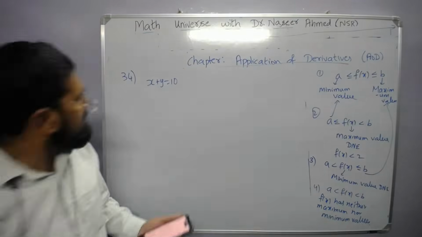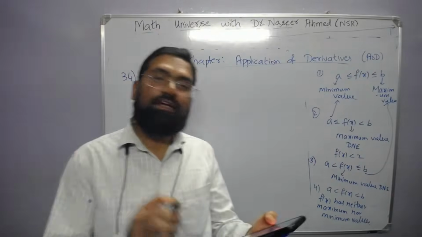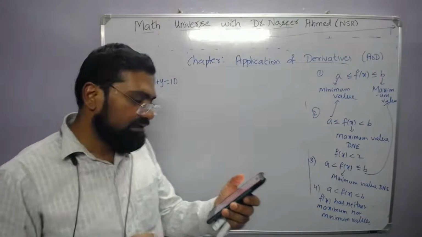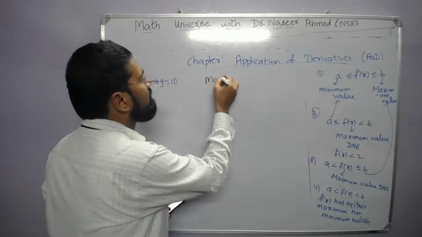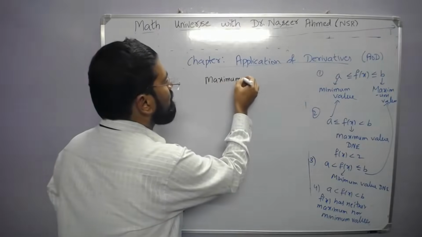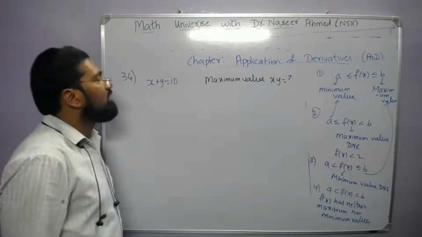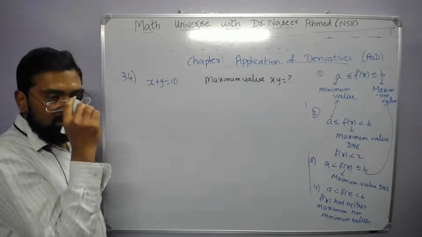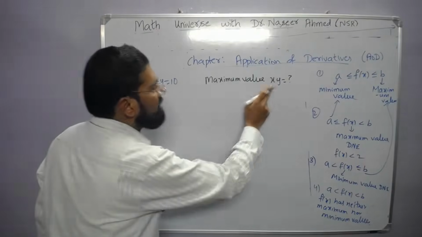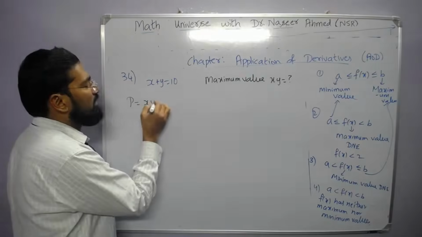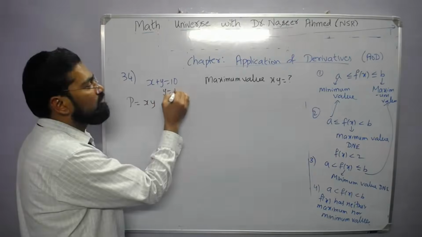Now I read the question. Question number 34 says, if x plus y is equal to 10, it is given here, the maximum value of x into y, they want the maximum value of x into y. Okay, fine. You can see you have got two variables, but our syllabus is one variable function. Surely, I want the maximum value, so I'll take this product as p is equal to x into y. I have got two variables, but they've given this to make it one variable. So solve for y. y is equal to 10 minus x.